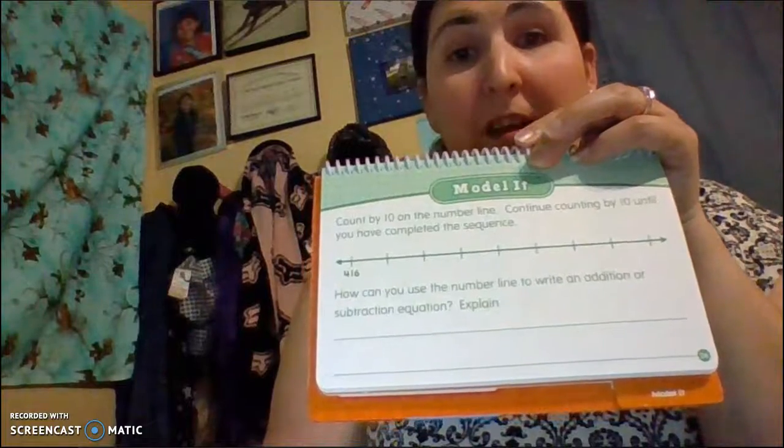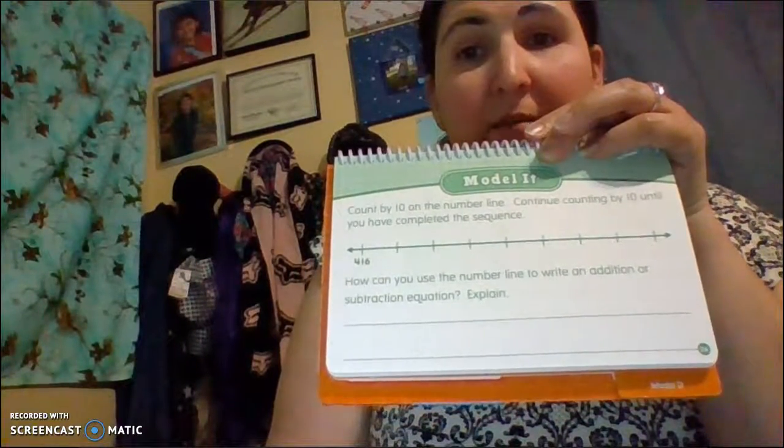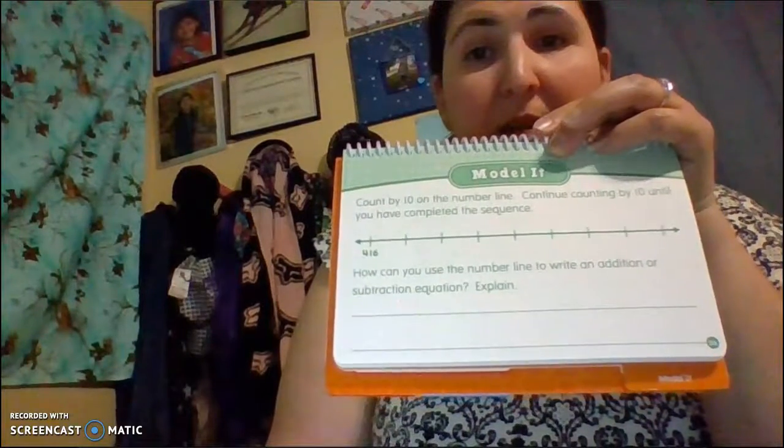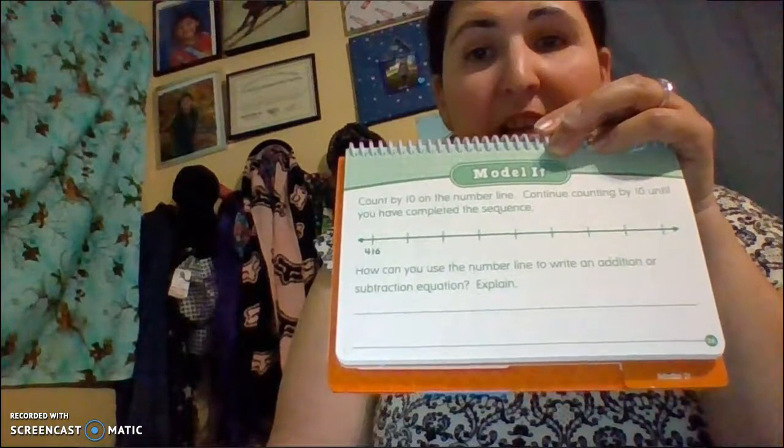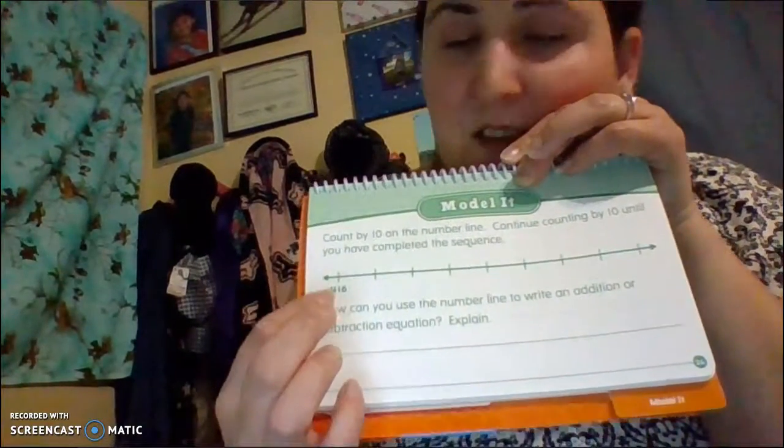So for our warm up, I have here for you, I hope you can see it. It says count by tens on the number line. Continue counting by tens until you have completed the sequence. Okay, let's see if I can do this for you.